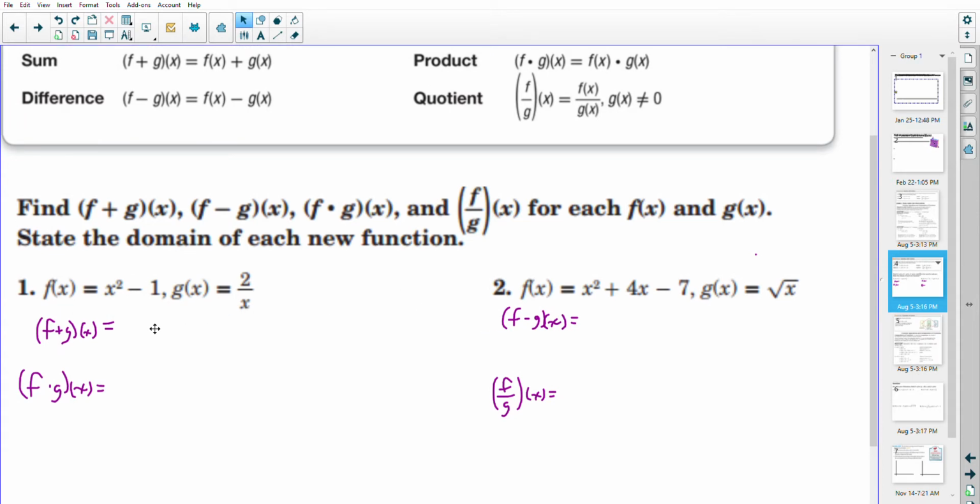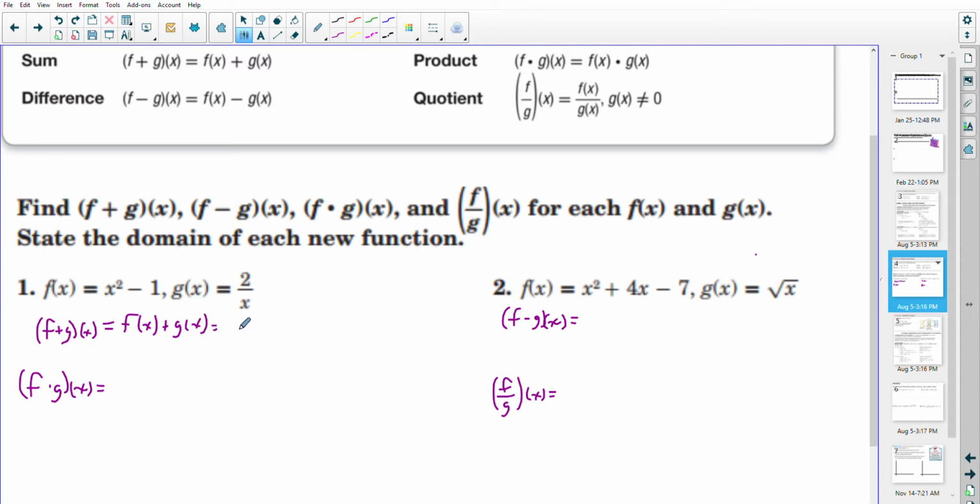For the first problem, we have f of x equals x squared minus 1 and g of x equals 2 over x. If I were to look at going ahead and adding the two functions, it would be f of x plus g of x. And if you write it that way, it's very easy to see what you're looking at.